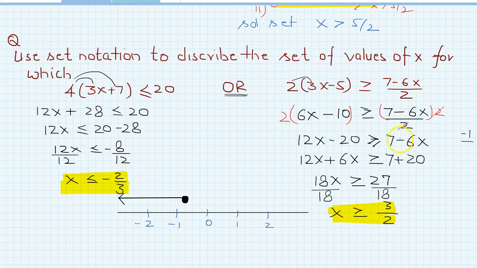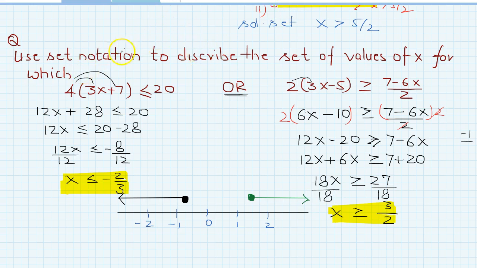Now x is greater than -3 over 2. So that is this point. This is also minus 3 over 2 is greater than, so this is this inequality.